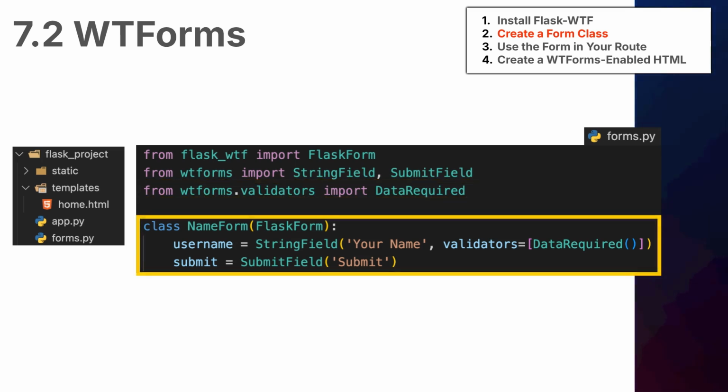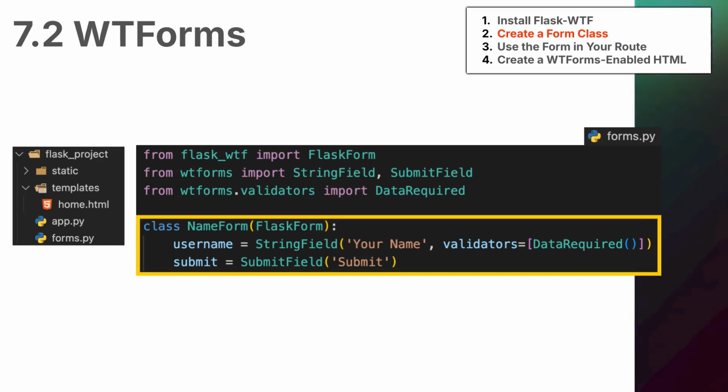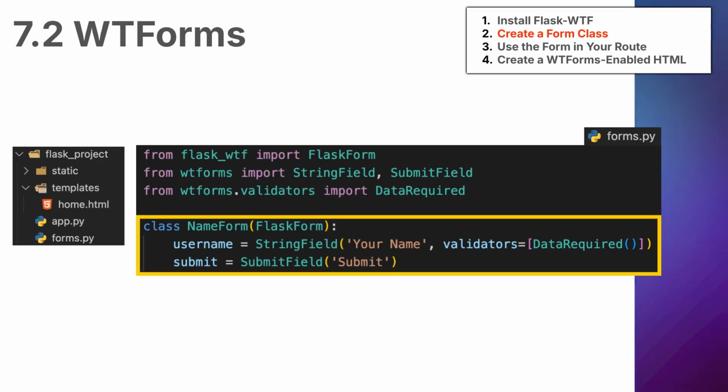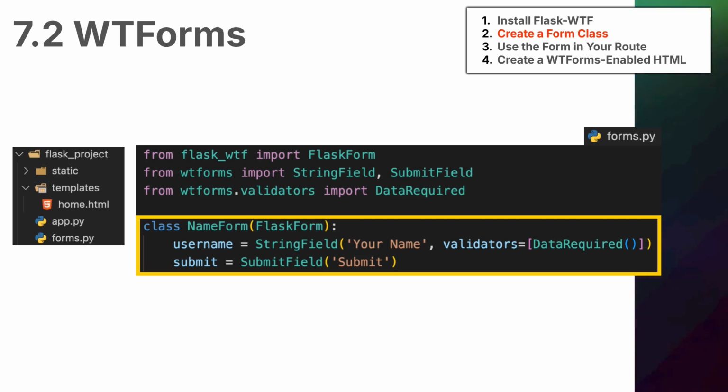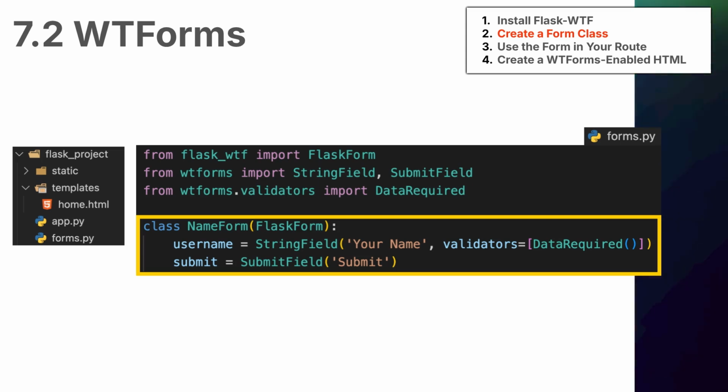Next, create a new form class called NameForm. It inherits from FlaskForm, meaning it becomes a Flask-friendly form. Inside this class, you define all the fields your form needs. First, define a field called username. It's a StringField, meaning users can type text into it. 'Your name' is the label that appears next to the input box. The validator DataRequired means the field must be filled in. If the user leaves it blank, Flask will automatically show an error message.